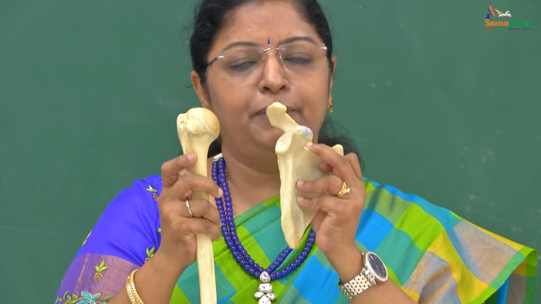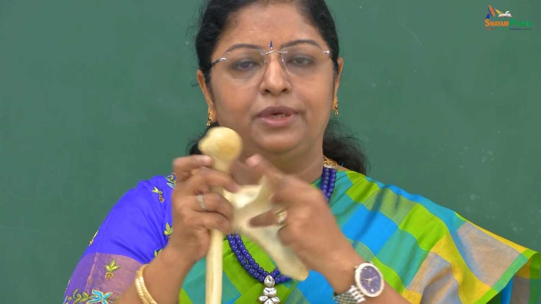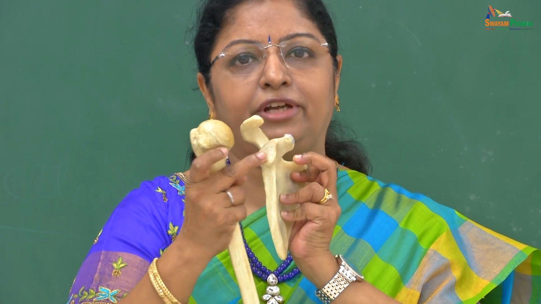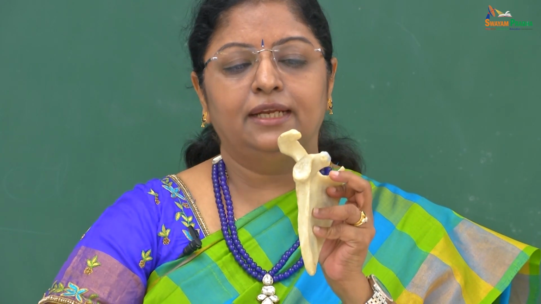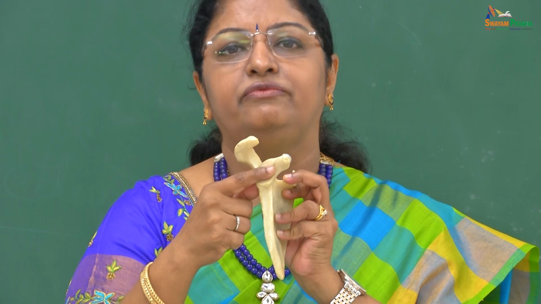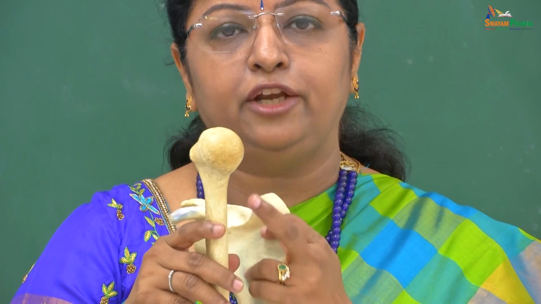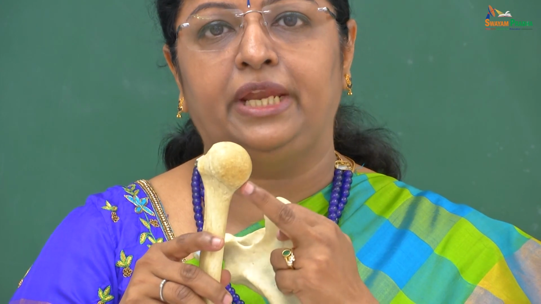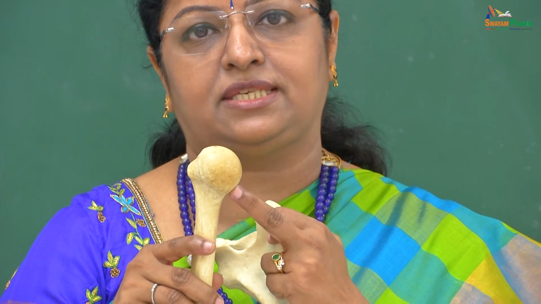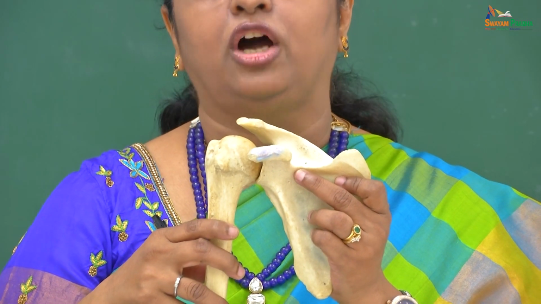You can make out from the articulating ends of the bones, the head of the humerus and the glenoid cavity of the scapula, that the glenoid cavity of the scapula, as it appears here, is very shallow. If you look at the head of the humerus, it is hemispherical and nicely convex. So this joint is not actually fully congruent.